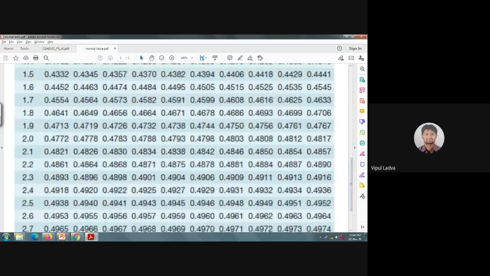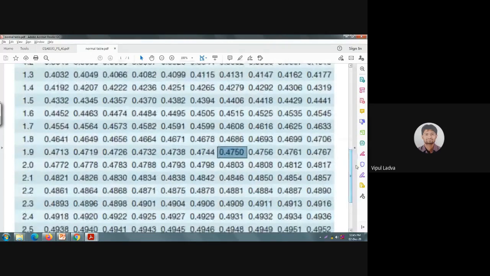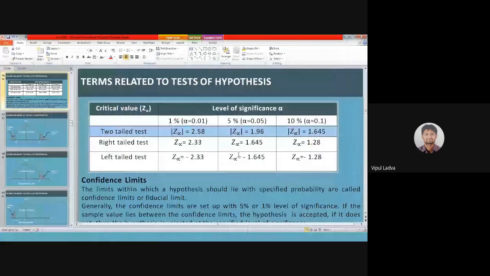0.475. Yes, observe this is the exact value 0.475 in the normal table. And where is it? It is 1.9 and 1.96. This is the column for 0.06. This is the column for 1.9. So this 0.4750 stands at 1.96, और वही वैल्यू होगी मेरे नॉर्मल टेबल में. देखिए, with the level of significance 5% on the two-sided test, the critical value is 1.96.